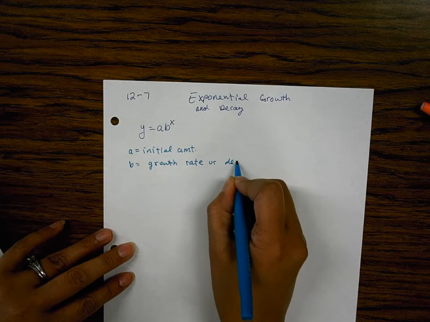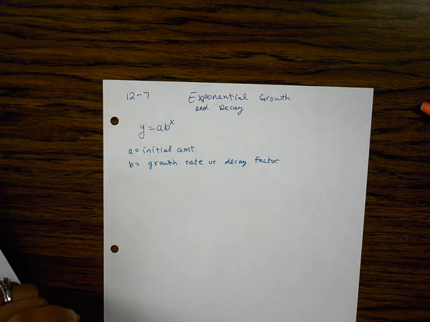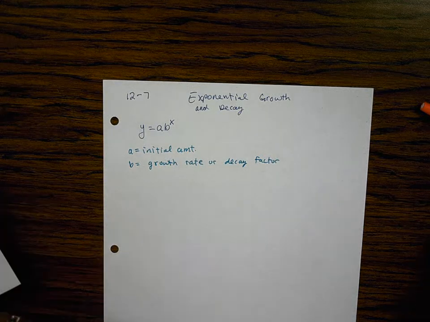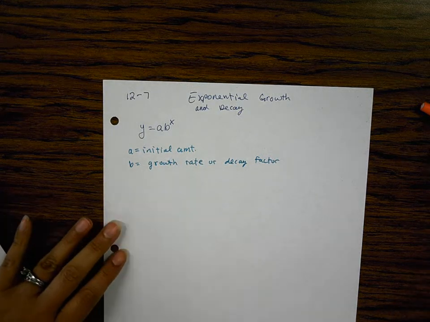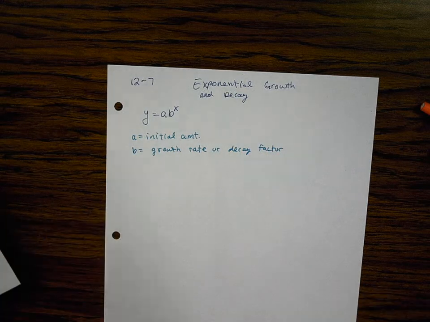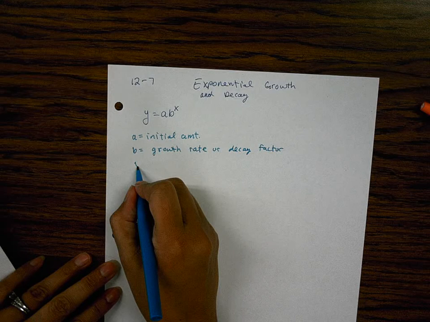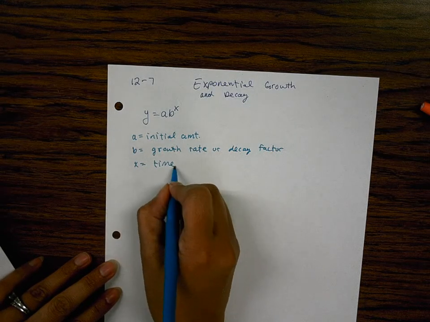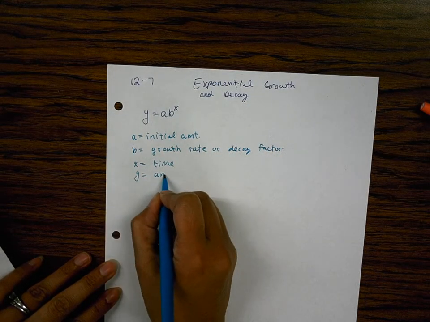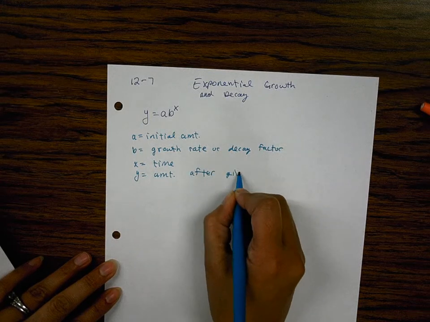or decay factor. Remember, if it's bigger than 1, it's a growth. If it's smaller than 1, it's a decay. It's never negative. So when it's smaller, it has to be between 0 and 1, and that's a decay. If it's bigger than 1, it is a growth. Okay, and x is time, and y is the amount after given time.